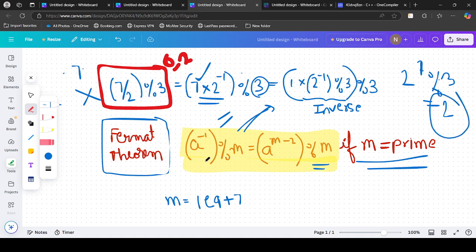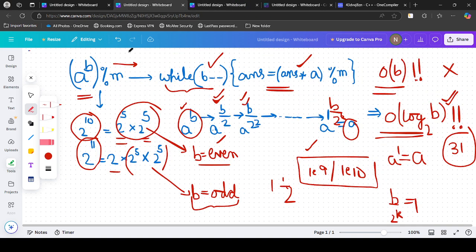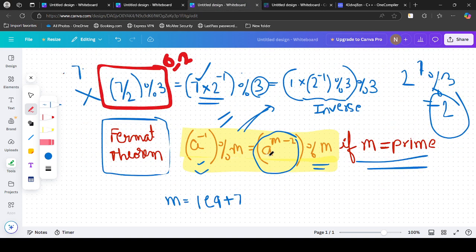So from this theorem we can find the division as well in terms of a power b itself. As we have discussed a power b here, similarly in the same way for a inverse we can find a power m minus 2 in O of log m time.